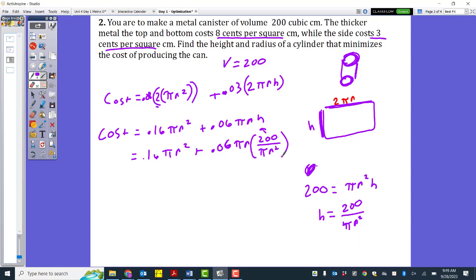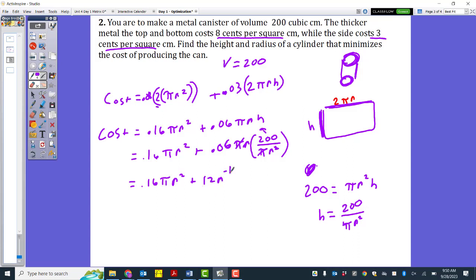Okay, so the pi's are going to cancel. The r is going to simplify down to an r on the bottom. And so we end up with 0.16 pi r squared plus, and then 12 with it, so 12 over r, if I did that correctly. Yeah, 12 over r. All right. Really, we could say, if we want to make this easier, it's 12r to the negative 1.